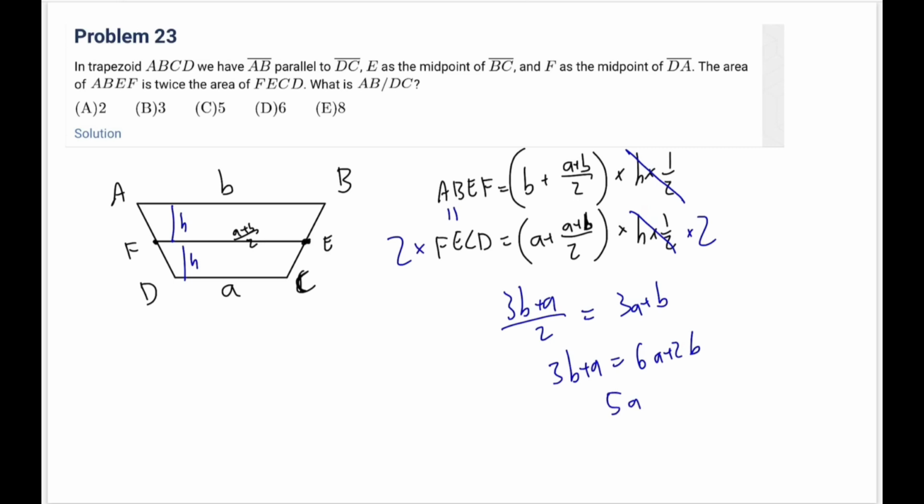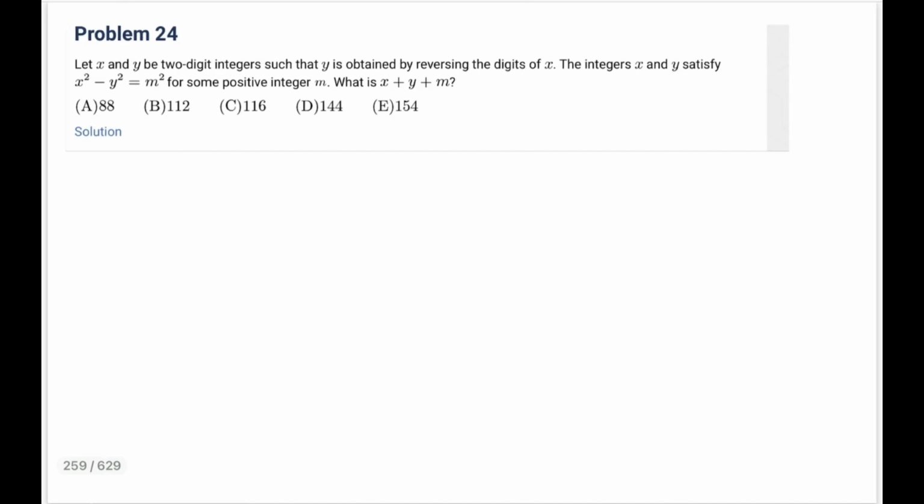And so 5A equals B, right? So what is AB over DC? 5A is B, so A is 1, B is 5. AB over DC is B over A, and B is 5A, so this is 5A over A. This is 5. So the answer is 5. It's C.